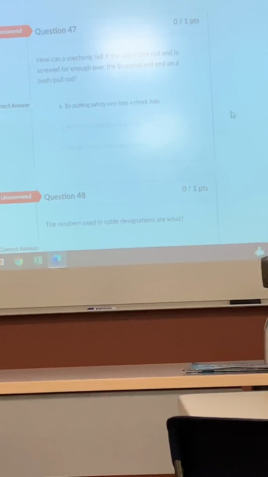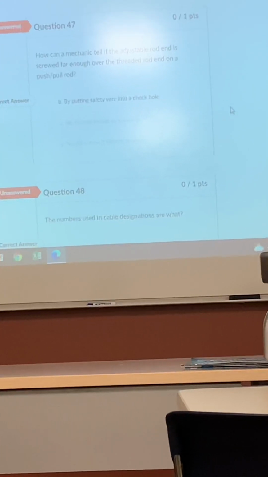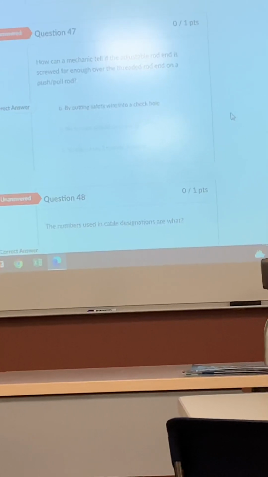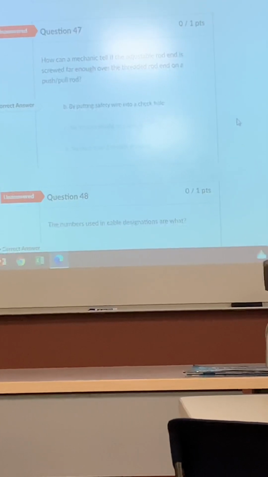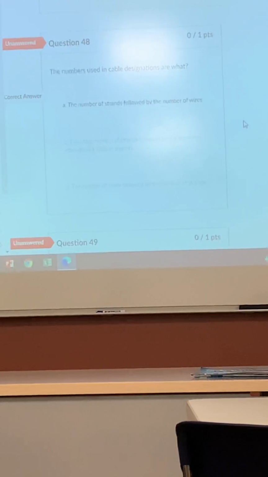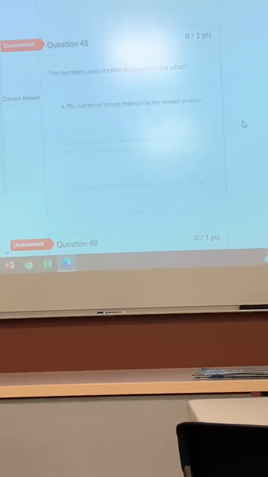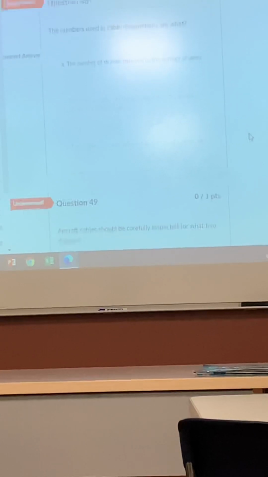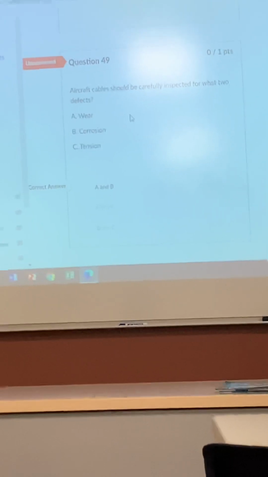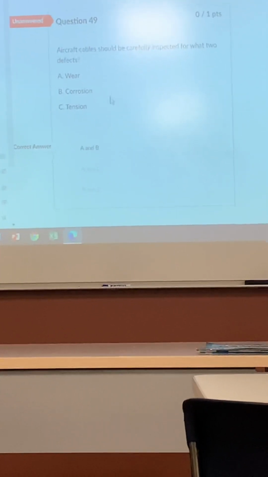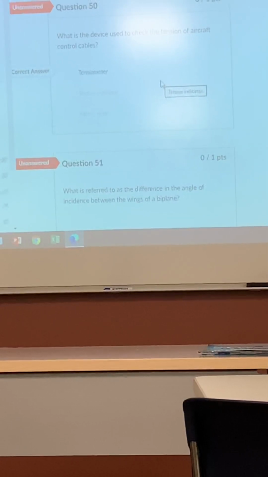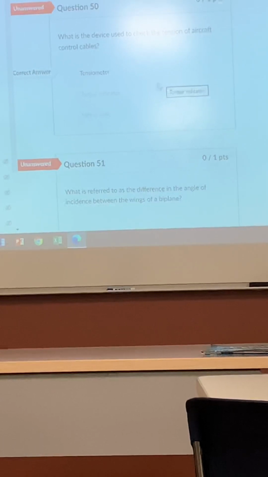How can a mechanic tell if the adjustable rod end is screwed far enough over the threaded rod end on a push-pull rod? By putting safety wire into a check hole. The numbers used in cable designations are what? The number of strands followed by the number of wires. Aircraft cables should be carefully inspected for what 2 defects? Wear and corrosion. What is the device used to check the tension of an aircraft control cable? Tensiometer.